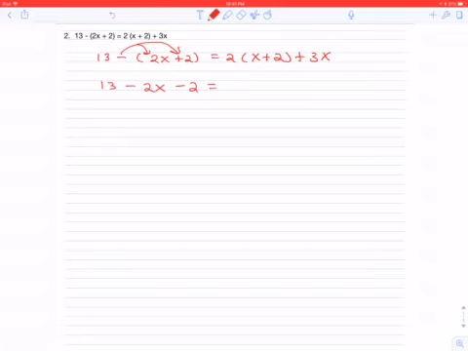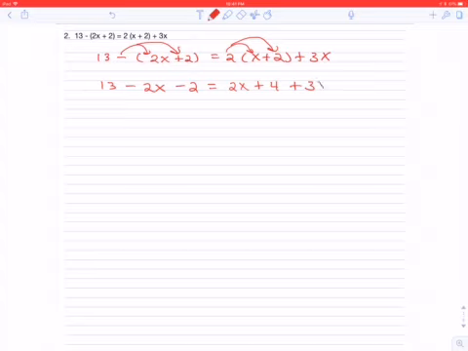Now on the right side, I'm going to distribute the 2 to each term inside the parentheses. So I have 2x plus 4 plus 3x. Now I need to collect like terms. So 13 minus 2, that's 11, minus 2x equals 2x and 3x, it's 5x plus 4.